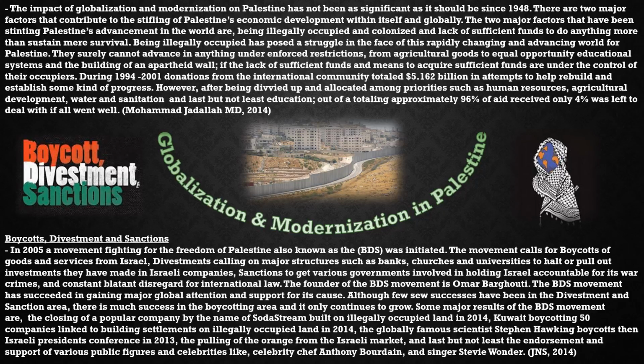However, after being divvied up and allocated among priorities such as human resources, agricultural development, water and sanitation, and last but not least, education, out of a totaling approximately 96% of aid received, only 4% was left to deal with if all went well.